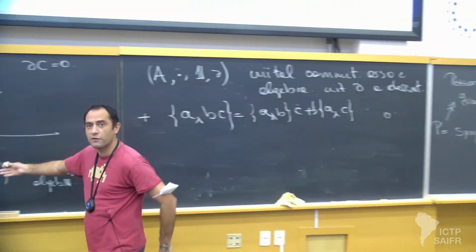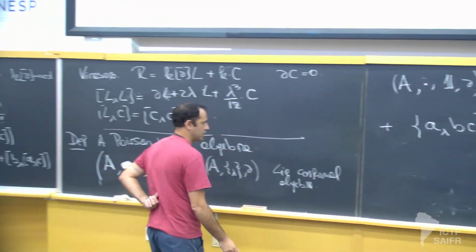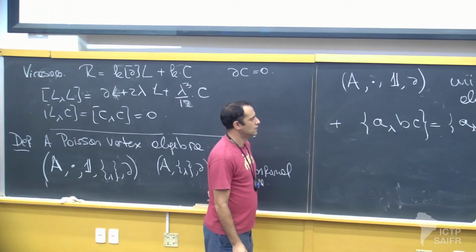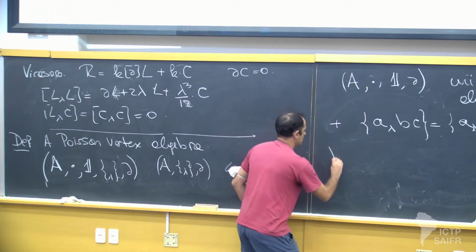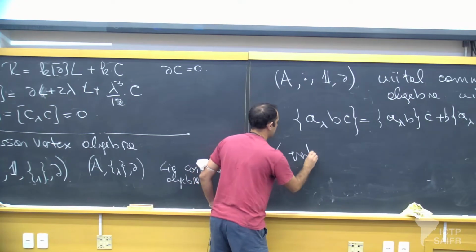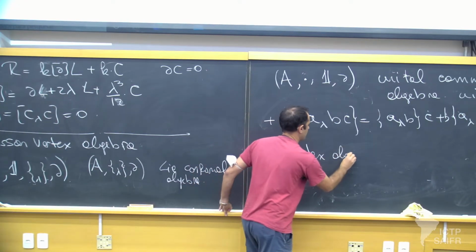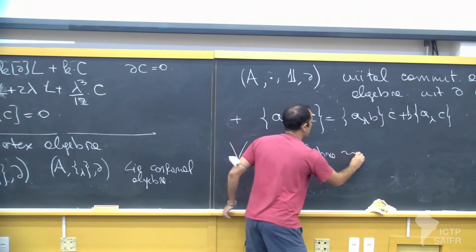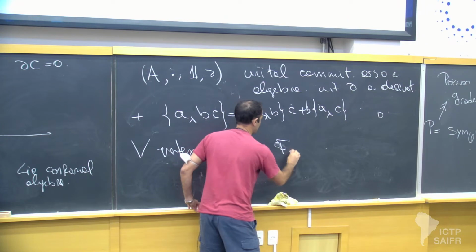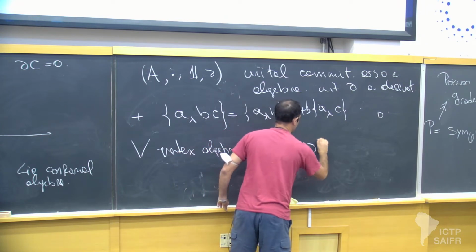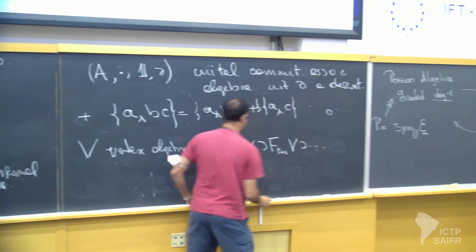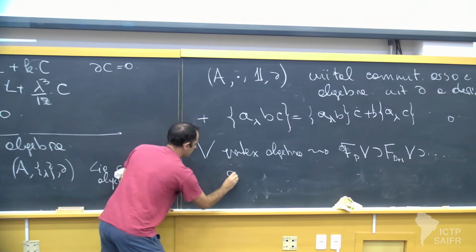So examples of Poisson vertex algebras, for anyone that was there a couple of weeks ago at IMPA, we've been starting from a vertex algebra. So if V is a vertex algebra, it comes naturally with a filtration. And the associated graded is a Poisson vertex algebra.